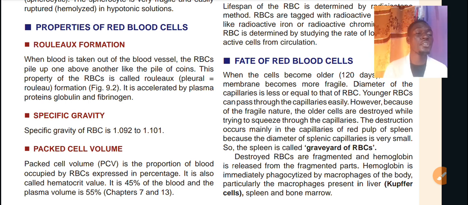Then they have a packed cell volume. The packed cell volume is the same as the hematocrit value. This is the volume of red blood cells in the blood sample expressed as a percentage, or the proportion of blood occupied by red blood cells. Mainly, we expect it to be around 45%. 45% of our blood must contain red blood cells, and then 55% is plasma.